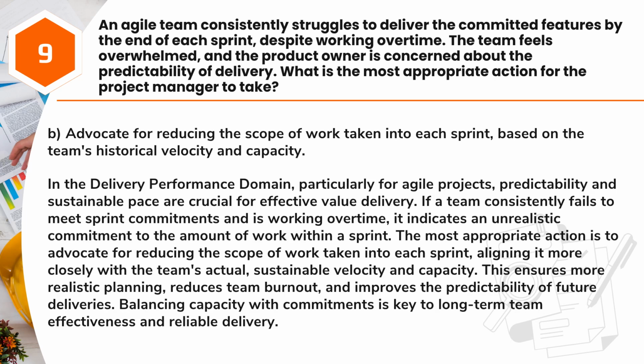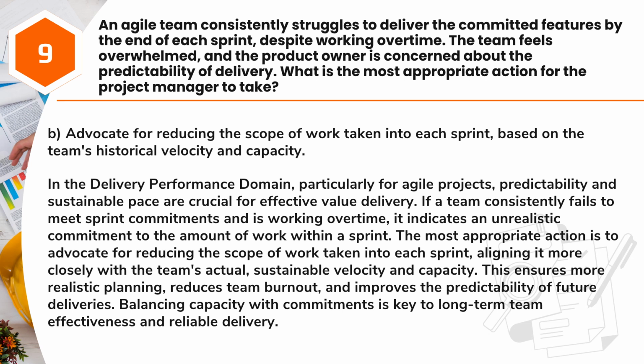Answer: B. Advocate for reducing the scope of work taken into each sprint, based on the team's historical velocity and capacity. In the delivery performance domain, particularly for agile projects, predictability and sustainable pace are crucial for effective value delivery. If a team consistently fails to meet sprint commitments and is working overtime, it indicates an unrealistic commitment to the amount of work within a sprint.